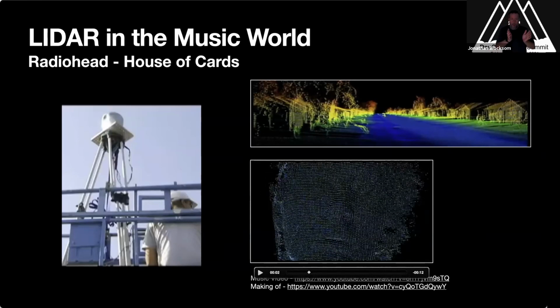Time of flight works by... structured light works by shooting out a light pattern and then visualizing that light pattern from the side and doing triangulation to determine where the points are. So it's a different approach than LiDAR. It's not using time of flight, it's using triangulation and geometry to figure out where the distances are.